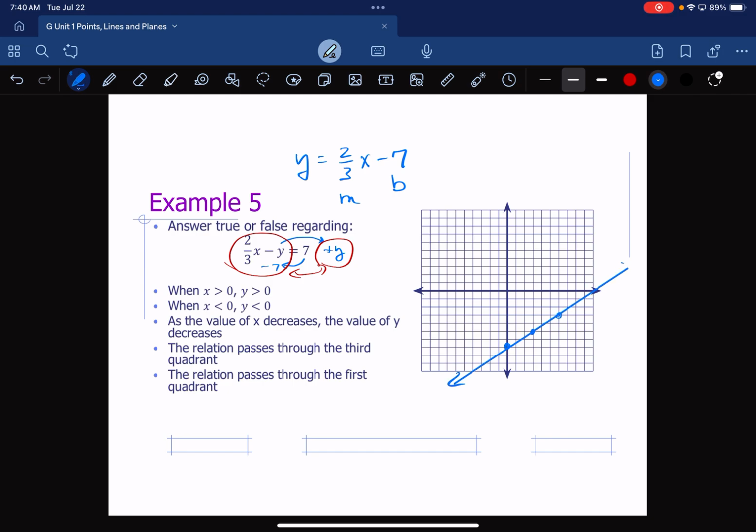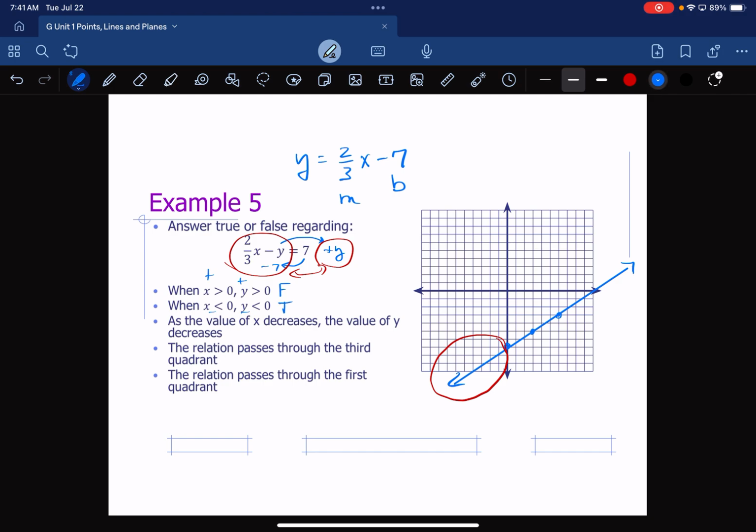There we go. So when x is greater than 0 means positive. It says for every positive x, there's a positive y. Well, that's not true. For this section right here, x is positive, but y is negative. So that's false. When x is negative, y is negative. So negative, negative. Well, here's the section where x is negative, and it looks like all the y values are negative too. So that one's going to be true.